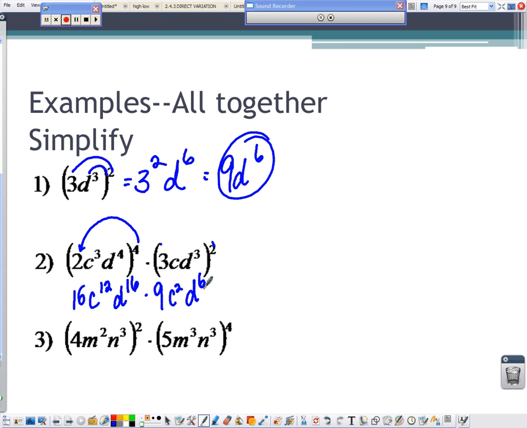Okay? And then the next step would be, we're going to multiply everything. But remember, when we multiply everything, we can only put items that are alike. So the first thing is, I can multiply 16 times 9, which is going to give me 144. I can only put items together that have the exact same base. So c squared, I'm sorry, c to the 12th times c squared. Now remember, when I'm multiplying those, I have to add their exponents. So I get c to the 14th. And the last one would be d to the 16th times d to the 6th, which would be d to the 22nd.